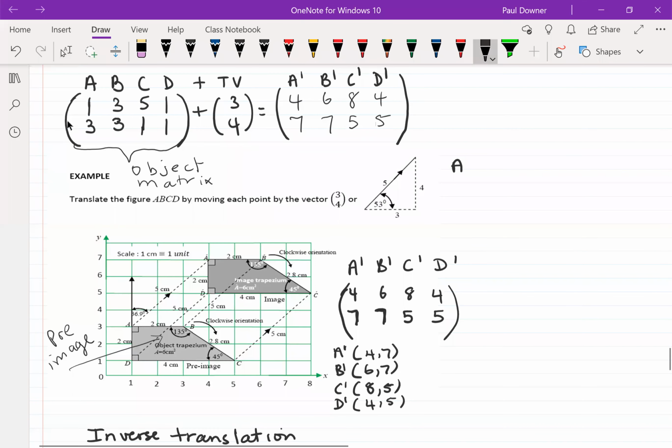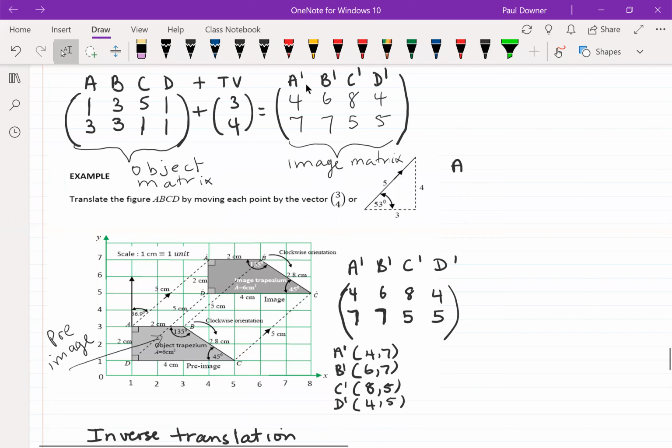So this calculation, which takes the object matrix that is made up of the coordinates of each one of the vertices written vertically, adding it now to the translation vector they give us, right, gives us the image points. Now, this is a matrix that we form here. It's called the image matrix, right? And from this image matrix, I could write down all of the image points if they wanted.